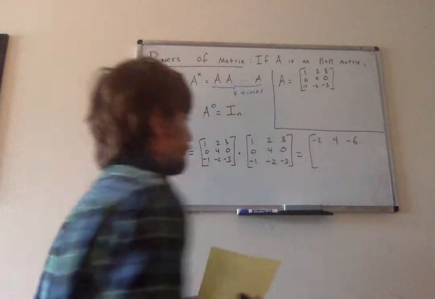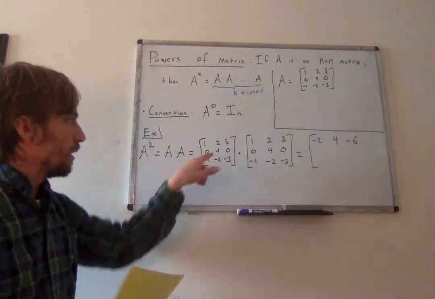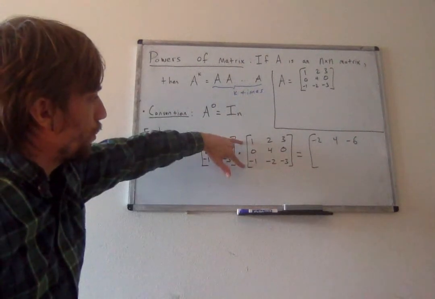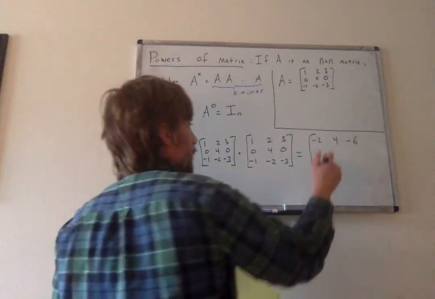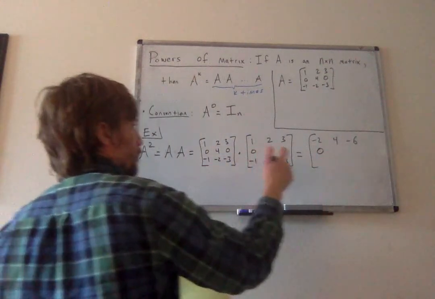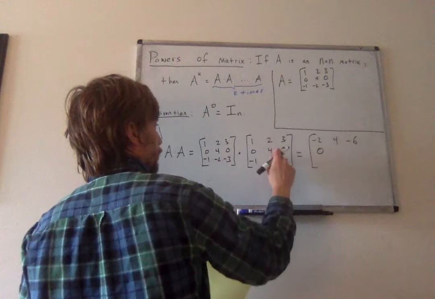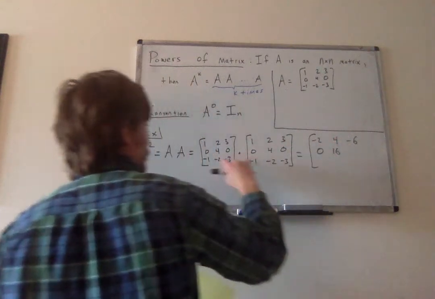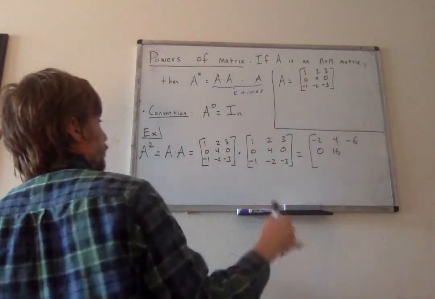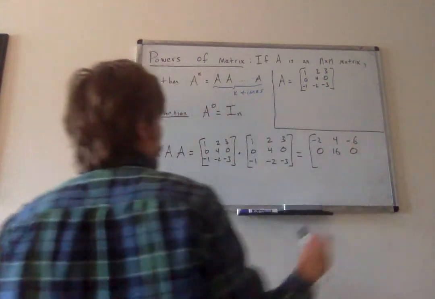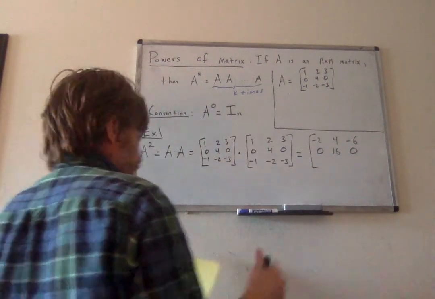All right, so continuing this, 0, 4, 0 matches up with 1, 0, negative 1 to actually give me 0. 0, 4, 0 matches up with 2, 4, negative 2 to give me 16. 0, 4, 0 matches up with this to give me 0. And then I'll fill in the last row a little quicker here.